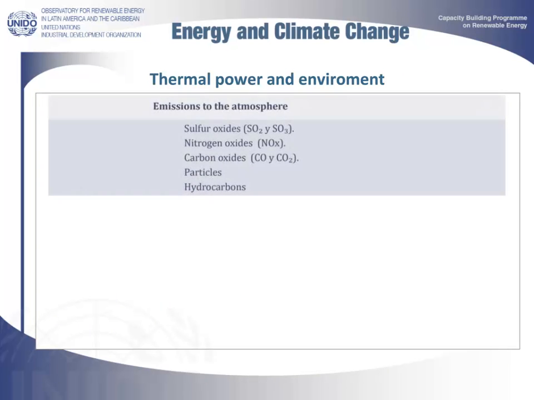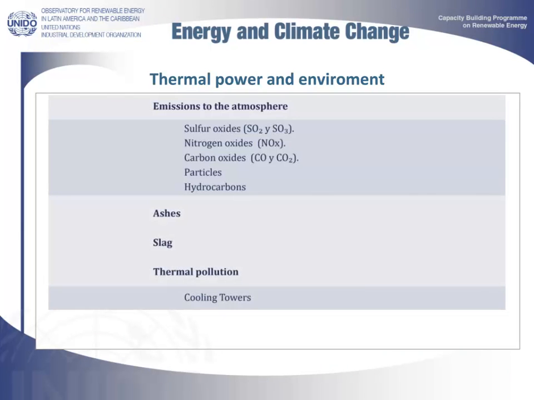Some aspects of the environment that are related to thermal power stations are emissions into the atmosphere, the production of ash and slag, thermal pollution from cooling towers, and finally the generation of effluents and chemical residues. All these have associated environmental and economic implications.